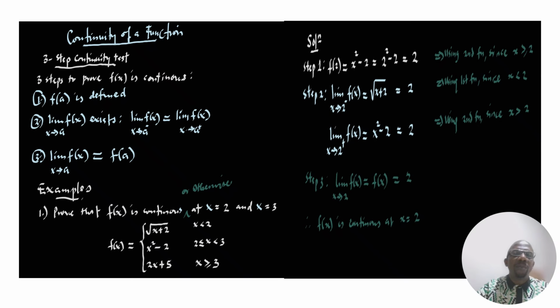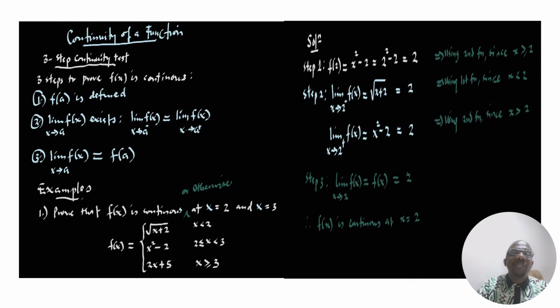As you recall, we said there are three steps to prove that a function f of x is continuous at x. One, f of a is defined. Two, the limit of f of x as x approaches a also exists, and that's in two fashions, from the left side and from the right side. The limit of f of x from the right side must equal the limit of f of x from the left side for the function to be continuous. Third, the limit of f of x as x approaches a must equal f of a. That is, step 1 equals step 2, and that gives us step 3.